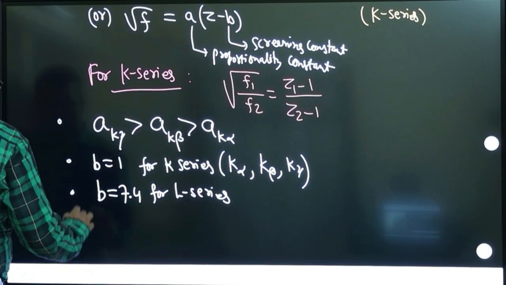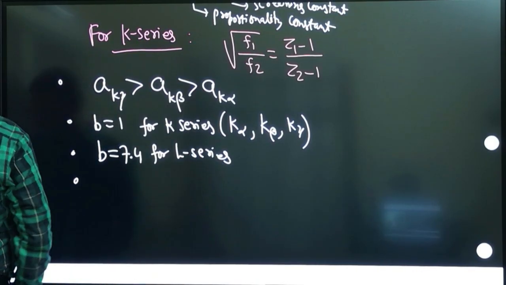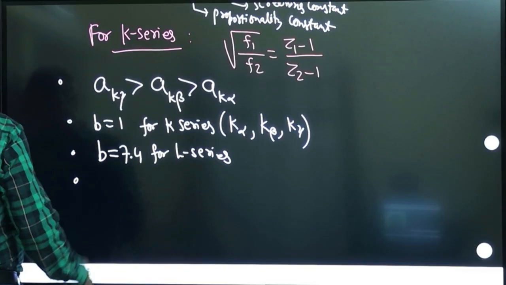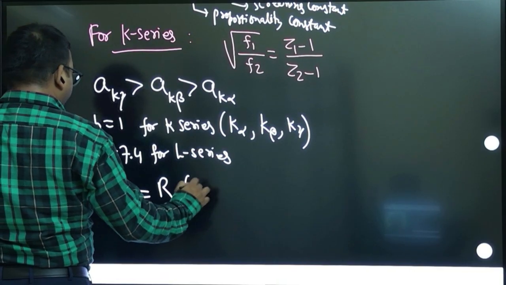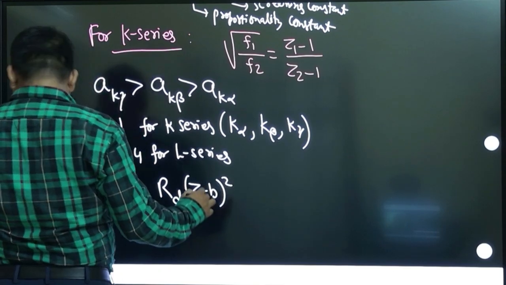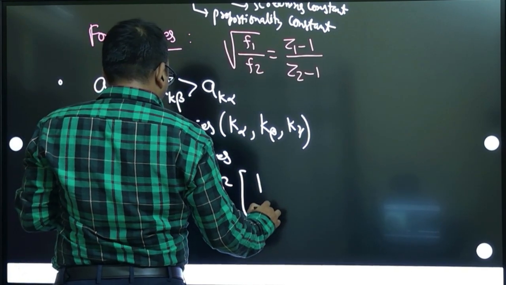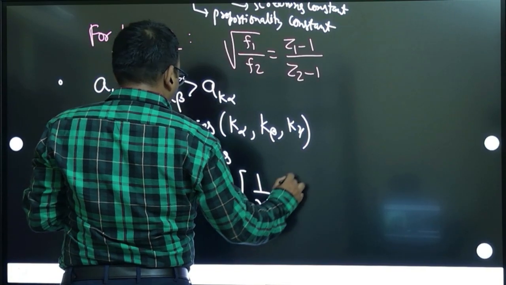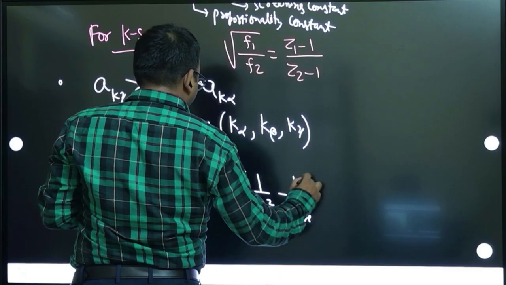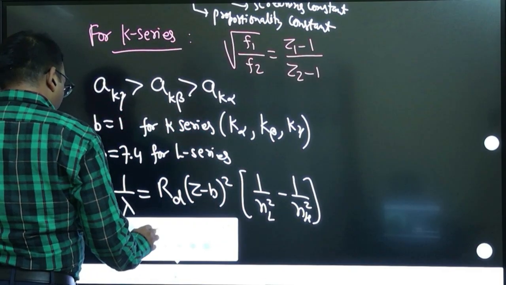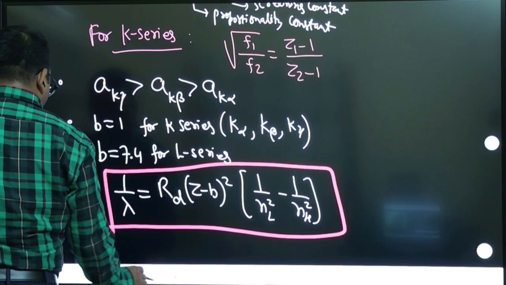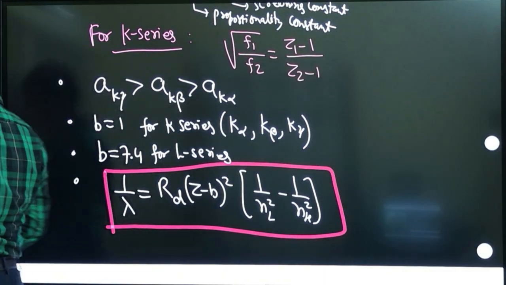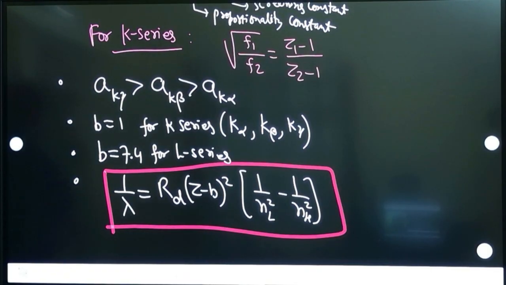Also note that 1 by lambda can be written as Rydberg constant times Z minus b whole square times 1 by n lower square minus 1 by n higher square. We can apply this formula of Rydberg constant for this characteristic wavelength. Note this.